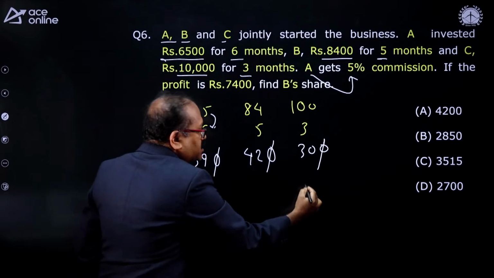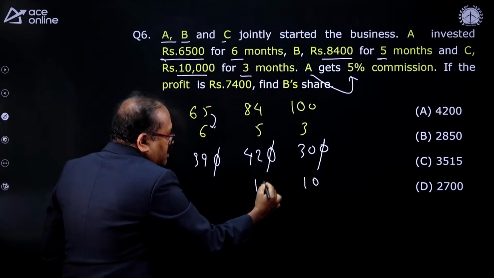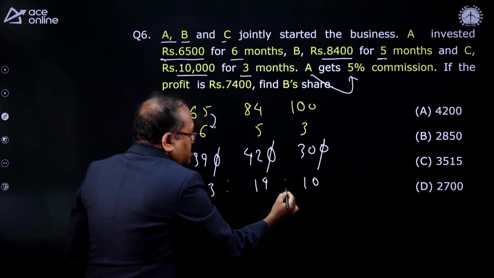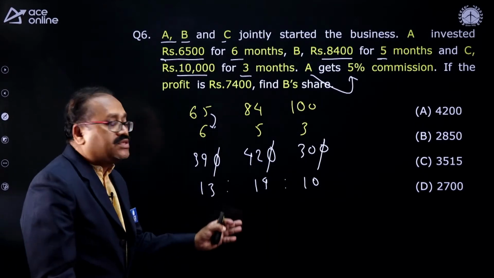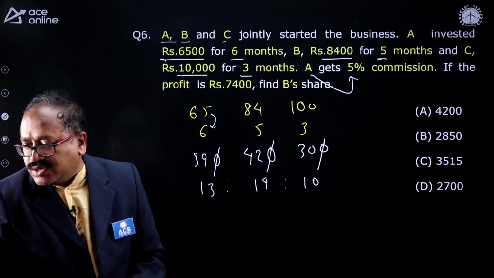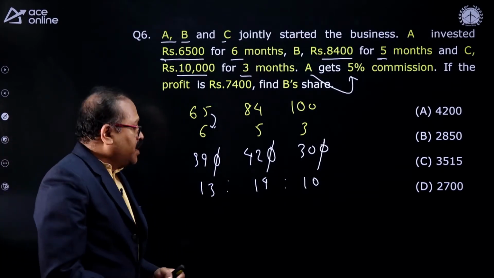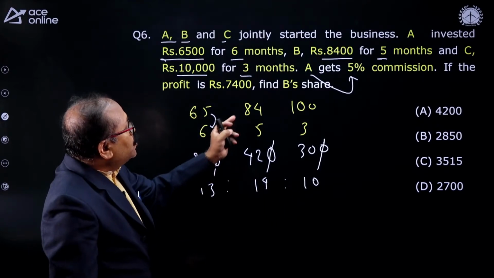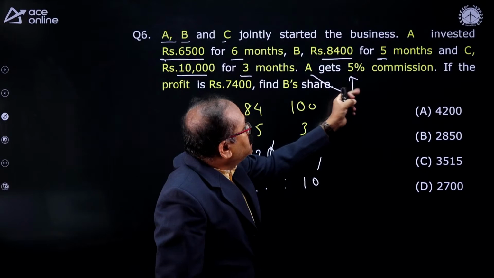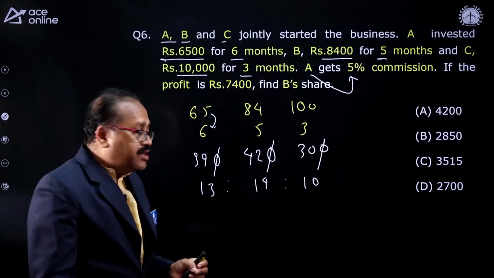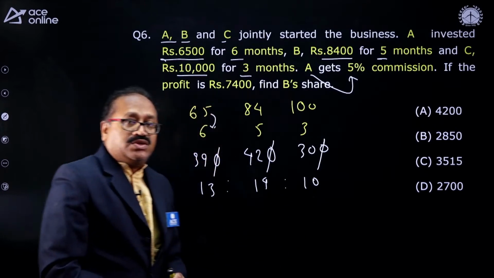Further with 3 this gets cancelled 10 times. This gets cancelled 14, 3 is 42, and this gets cancelled 13. So I got this ratio. So now what do we need to do in this? It said that A gets a 5% commission from this. So I need to take out the commission, then distribute the profit in this ratio.